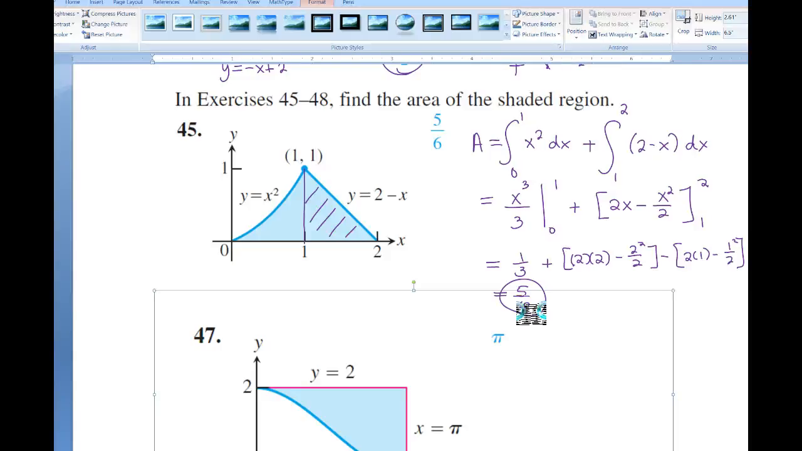Yeah, it's a 2 squared. A 1 squared. So remember, you're only plugging in, so if you plug in 1 here, you get 1/3. Plug in 0, that's going to be minus 0. Plug in 2, you get 4 minus 2 for this part. Plug in 1, you get 3 halves? No, 1/2. 2 minus 1/2. I mean, sorry, 3/2. Yeah.